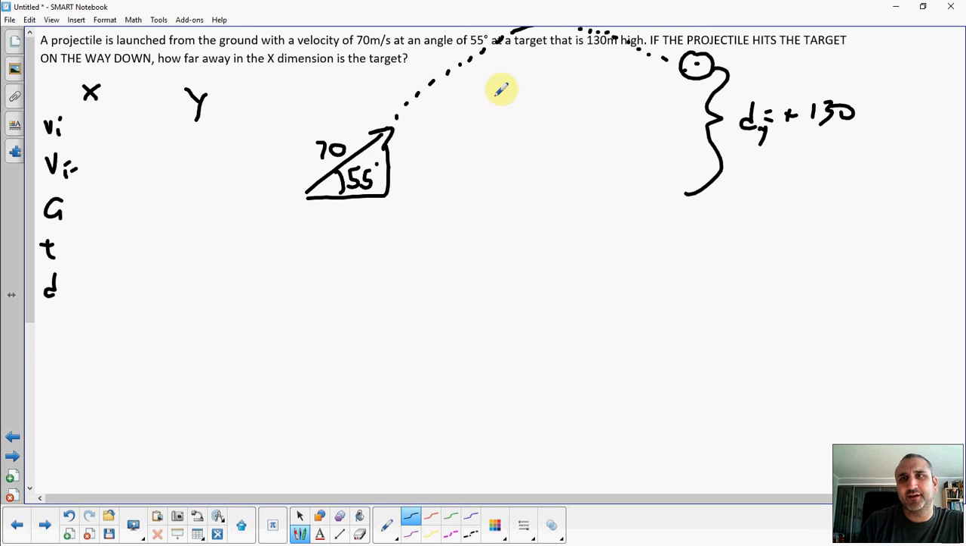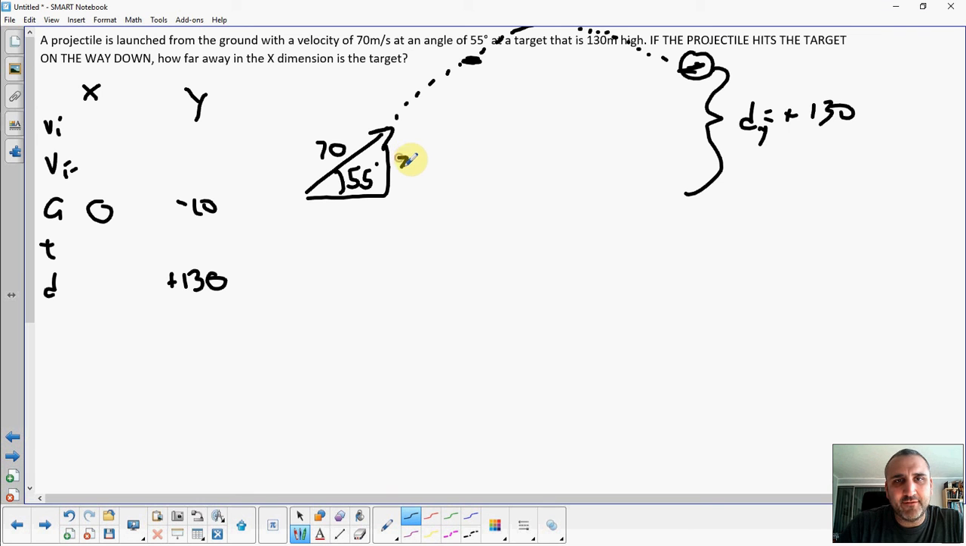If the projectile hits the target on the way down, how far away in the x dimension is the target? So we know the displacement in the y is going to be positive 130. Okay, but if you see, it hits 130 meters on the way up and coming back on the way down, and that's going to be significant to us as we go through the problem. What we've always done is 0 and negative 10, and then our 70 goes neither place here.